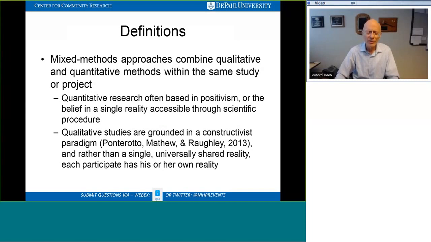First, let's talk about definitions. Mixed method approaches combine qualitative and quantitative methods within the same study or project. Quantitative research often is based on positivism, or the belief in a single reality accessible through scientific procedures. In contrast, qualitative studies are grounded in a constructivistic paradigm, and rather than a single, universally shared reality, each participant has his or her own reality.